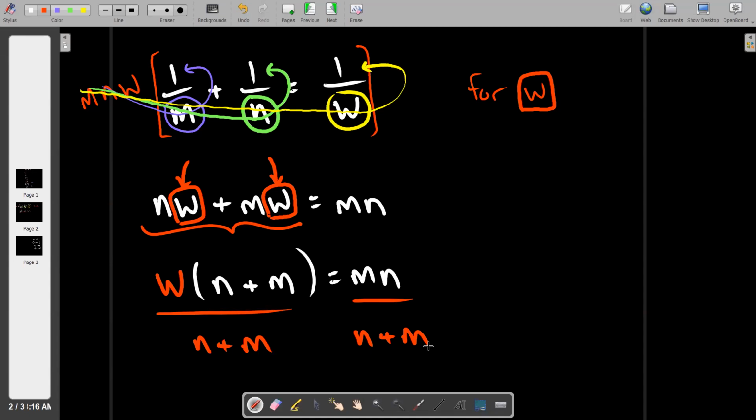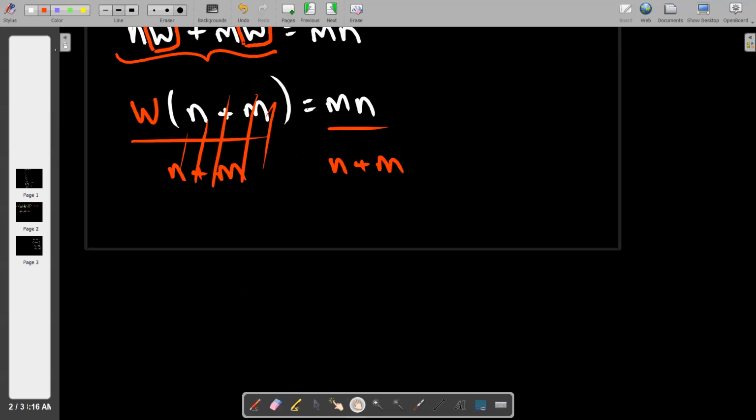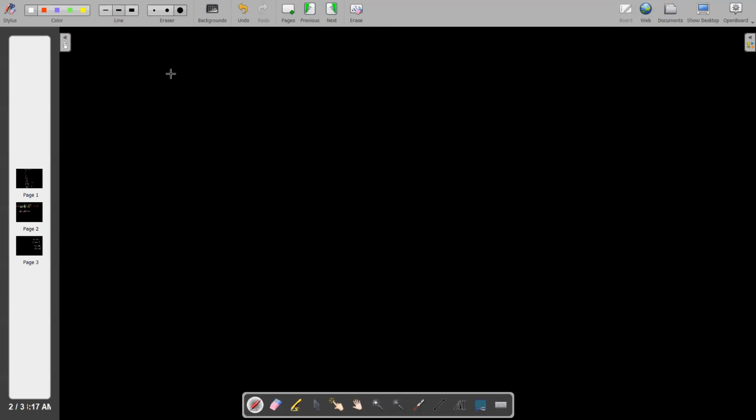Was that good? So the answer is, once I scribble these out, simply W equals Mn divided by N plus M. Feel good? Okay. We're going to do the exact same problem again, but we're going to solve for something else. How we begin is not going to change. So let's start over: 1 over M plus 1 over N equals 1 over W.